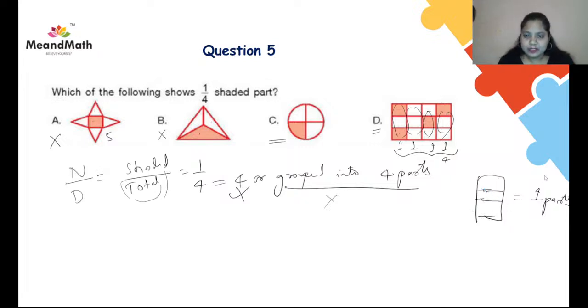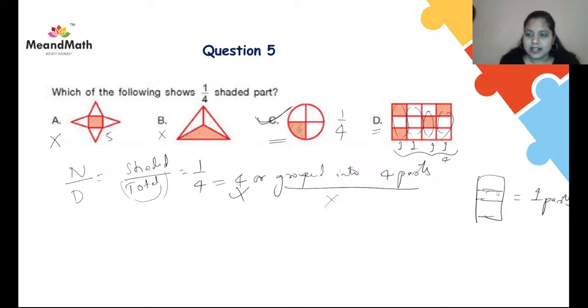Now we shall count the shaded part. Since A and B are eliminated, we'll quickly shift to C. We'll see what fraction picture C makes. We see that there is one shaded part here. So 1 by 4. Is it the answer we want? Yes, it is the answer we want. So clearly C is the answer, right? But we'll double check just in case D could be the answer or not.